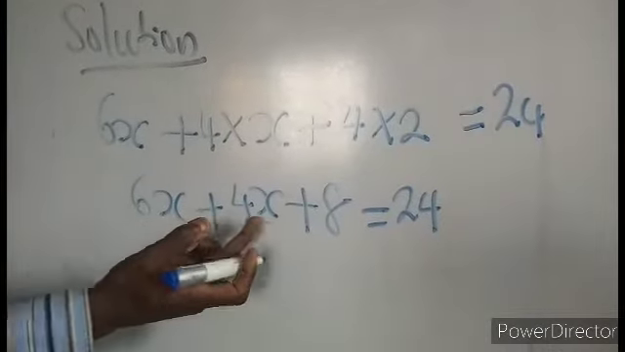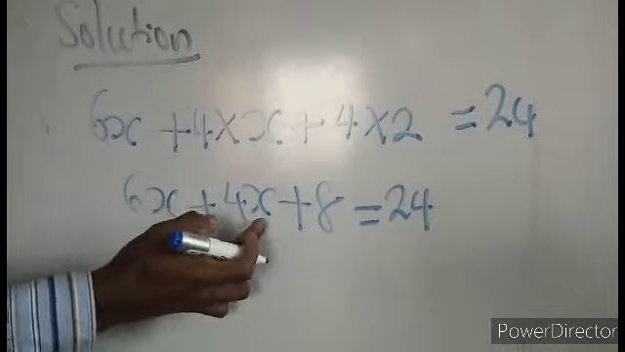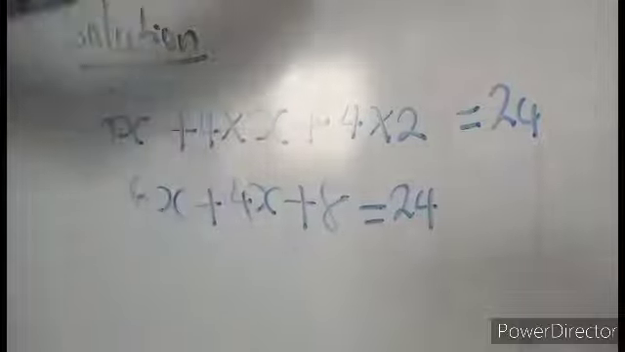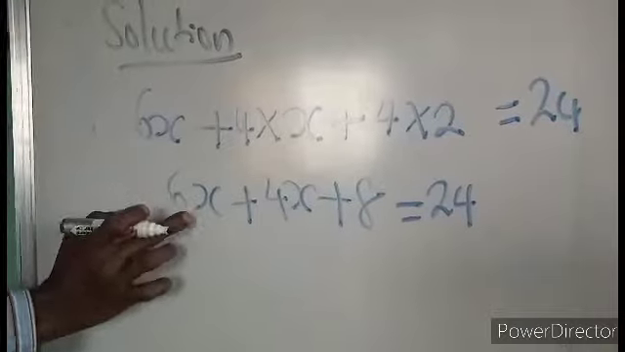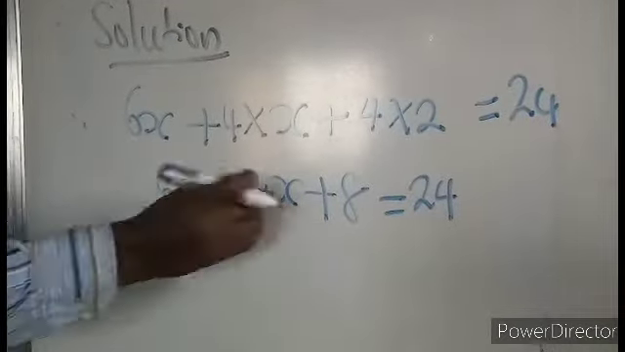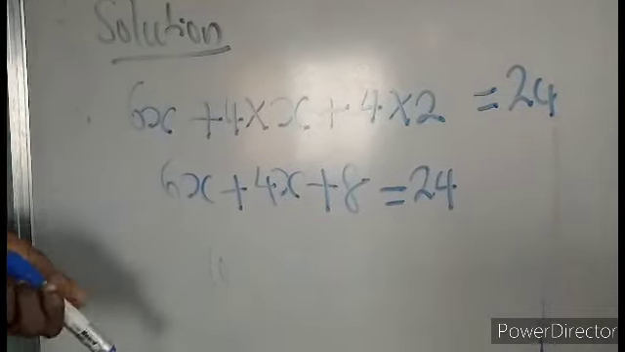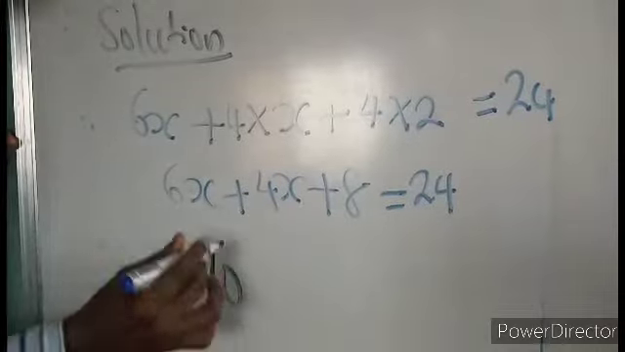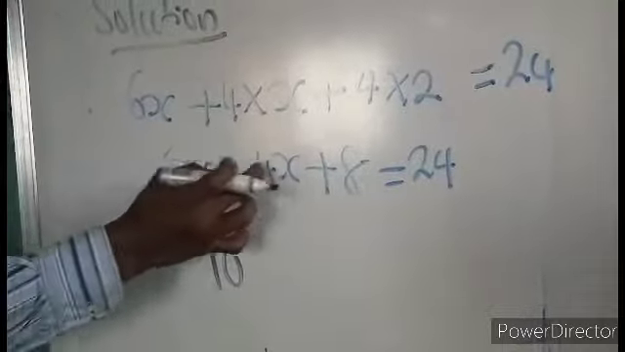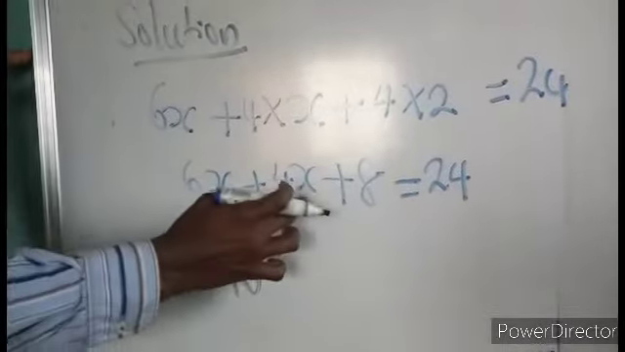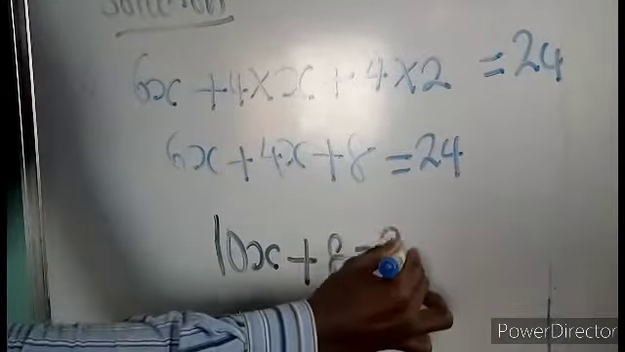So since I have this, as you can see from the board, we have the x. These two are like terms, so they can be added, says the law of addition. Since they have the same letter, 6x plus 4x is going to give us 10x. That's the way I'm adding these together because they both have the same x. I pronounce again, 6x plus 4x will give us 10x, as you can see. Then plus 8 equal to 24.